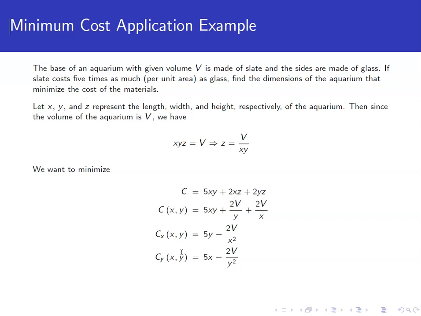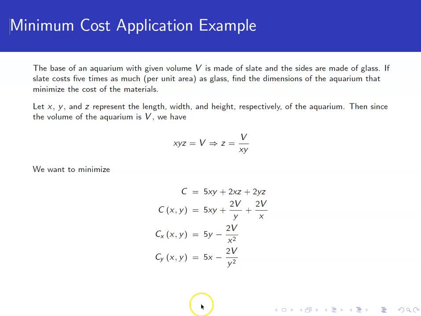All right, so let's suppose that we have the x, y, and z here denoting the dimensions of the box. It's a rectangular box aquarium. So the volume then has to be V. So when we multiply x times y times z, we have to get V. We're going to solve for one of the variables in terms of the other. Let's just solve for z. z equals V over xy.